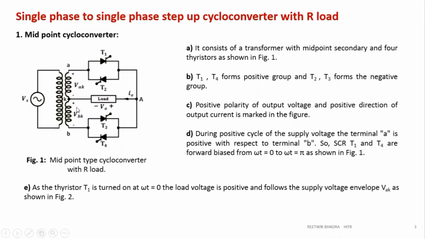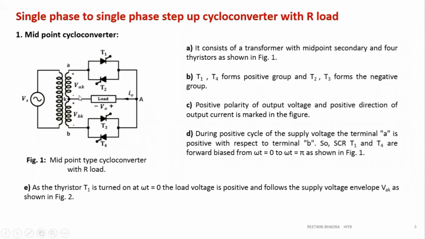Now, what happens? You can go through these points also. I'll explain on my own, rather it will be good. So T1 and T4, you will see that it conducts only during the positive half cycle. So these are called the positive group. And T2 and T3, when you study the operation, you will see it conducts during the negative half cycle. So that's why they are called the negative group. So that is my second point.